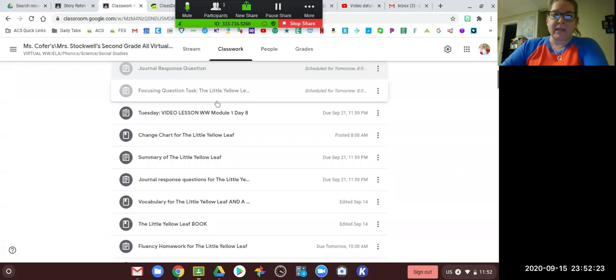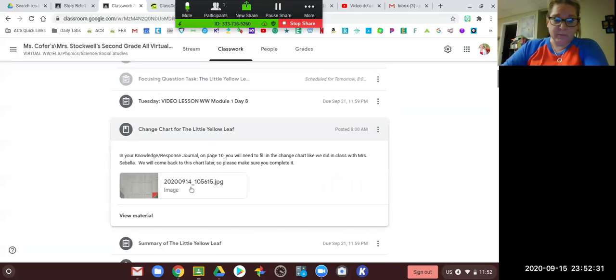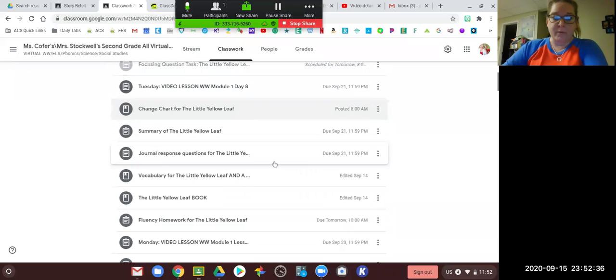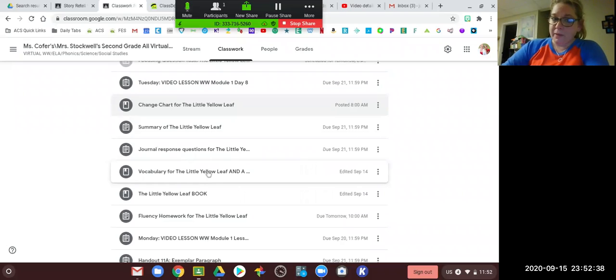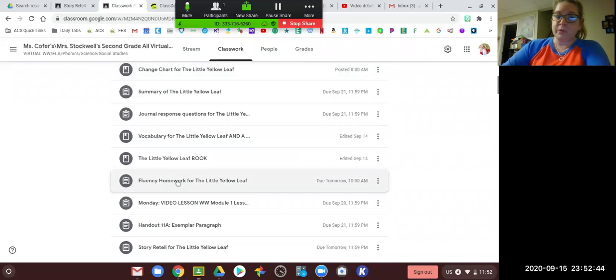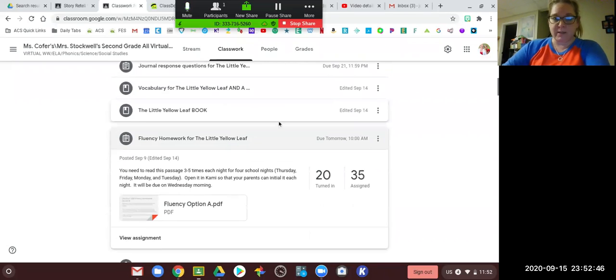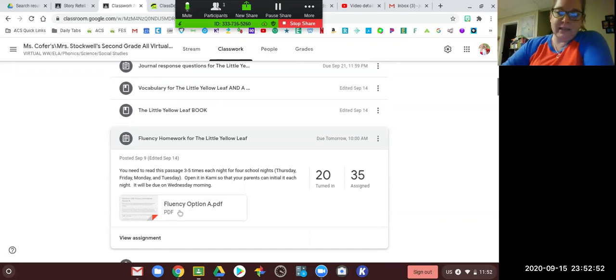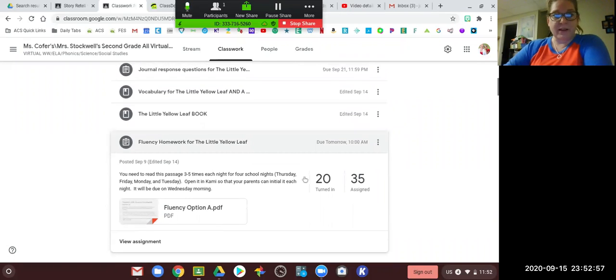Oh, and here's your change chart for the little yellow leaf. I'm going to put in the new photo. This is the one from yesterday. I'll put in the new photo of the 3rd row for you. Make sure you're working on your vocabulary for the little yellow leaf. And make sure you're working on your fluency homework, guys. Your fluency homework needs to be signed by grown-ups every night, 3 to 5 times, for 4 school nights and turned in.